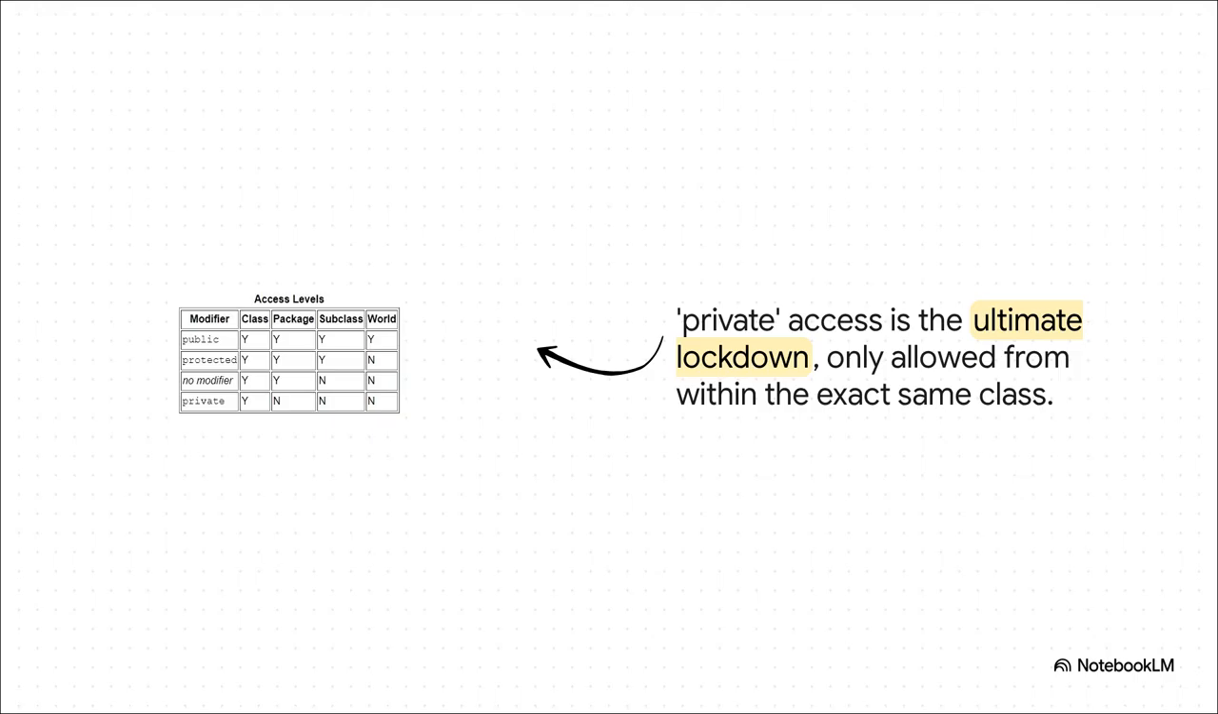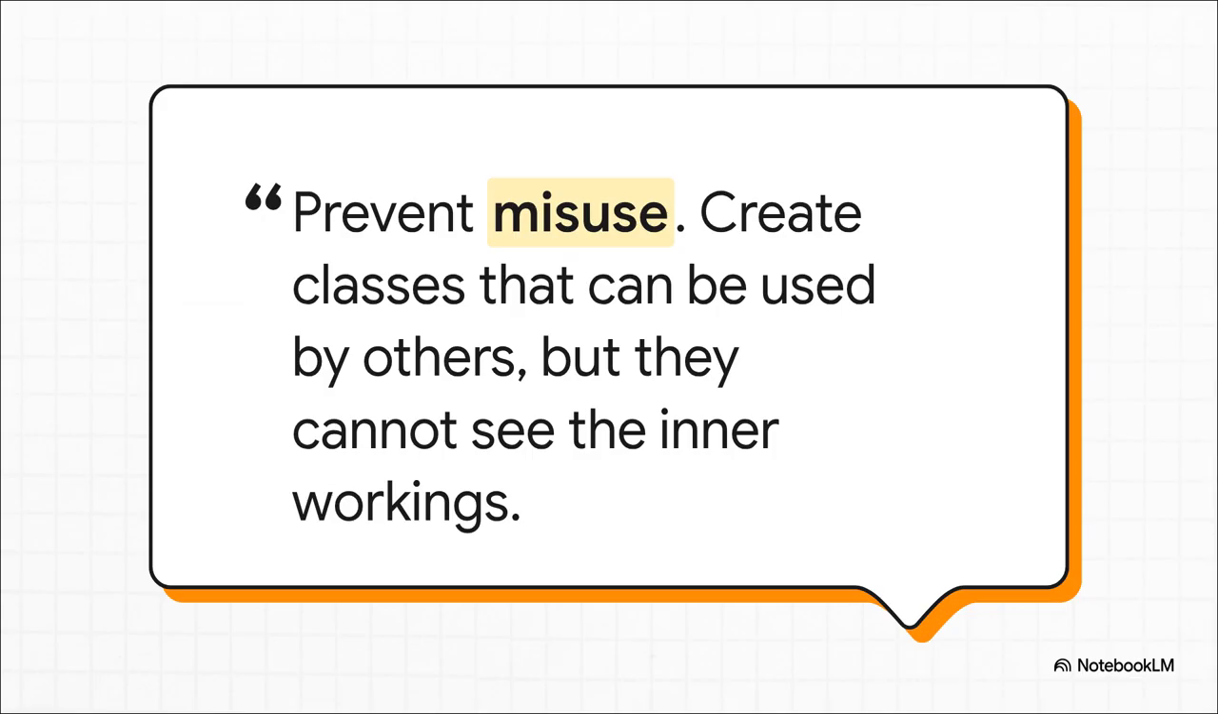This access table really shows the difference. Public, at the top, is a total free-for-all. Anyone can access it. But private, way down at the bottom, that's the ultimate lockdown. Access is only granted from within the exact same class. Nowhere else. Period.